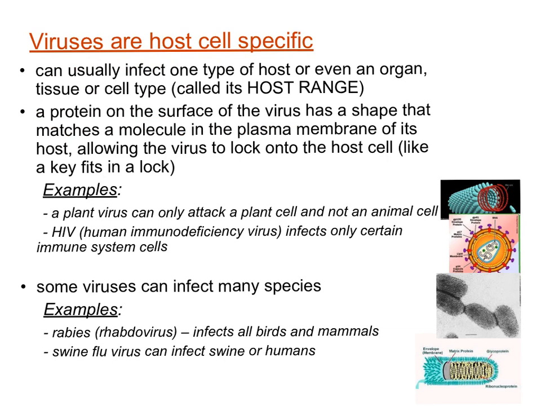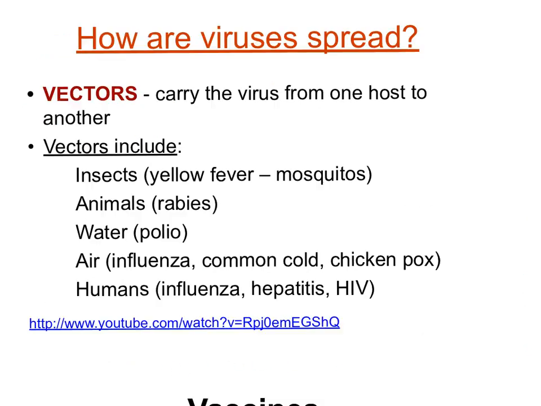Now, I know that I just said that viruses are host specific. However, some species have similarities between them, which means that some viruses can infect several species. One example of that is the rhabdovirus that causes rabies. You can have birds, dogs, humans, lots of species can get rabies. Similarly, the swine flu can infect pigs or humans.